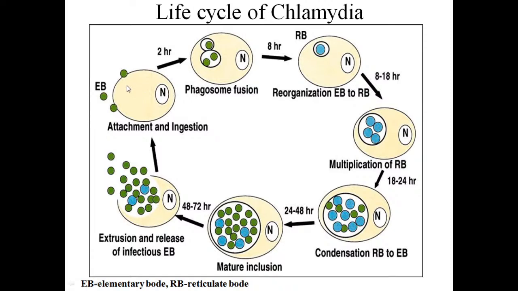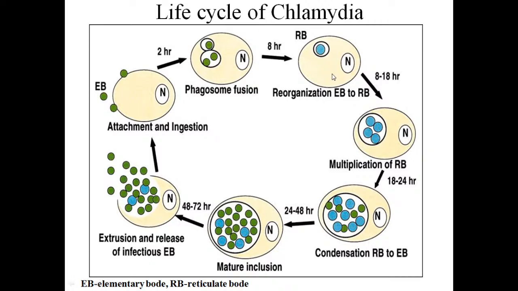Let's start from here. These are elementary bodies that are not able to replicate. The elementary body enters human cells. They are transmitted, for example, by sexual contact from one person to another person, attached to epithelial cells, then enter by engulfment into the epithelial cells, and here they become reticulate bodies.